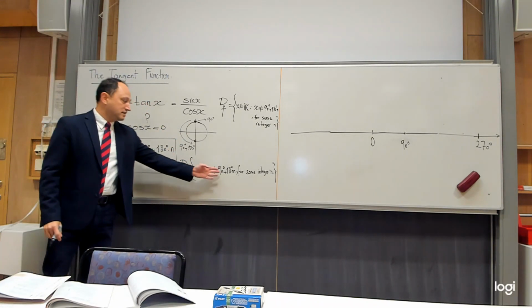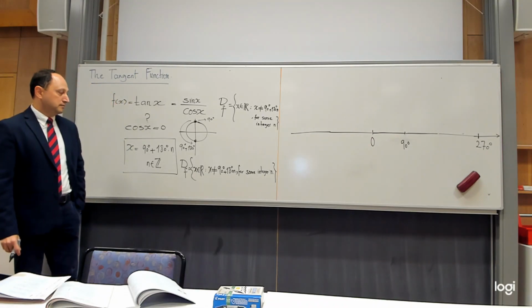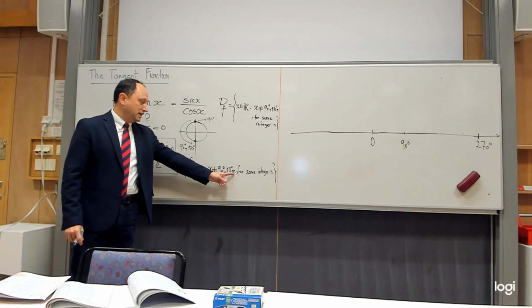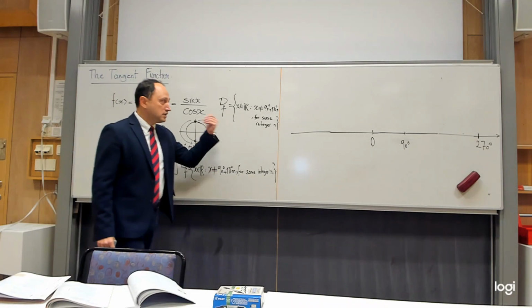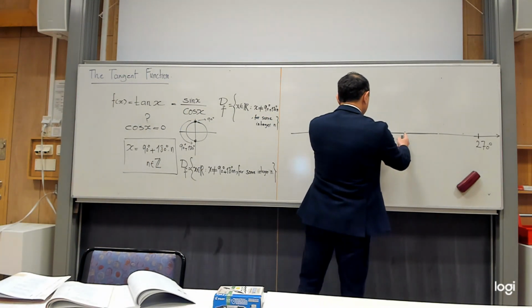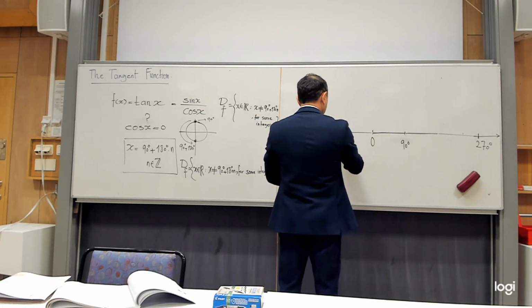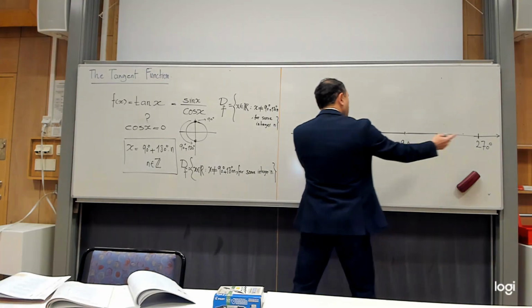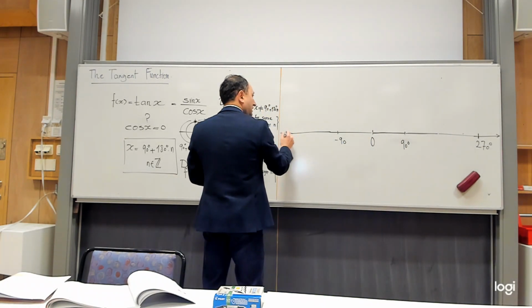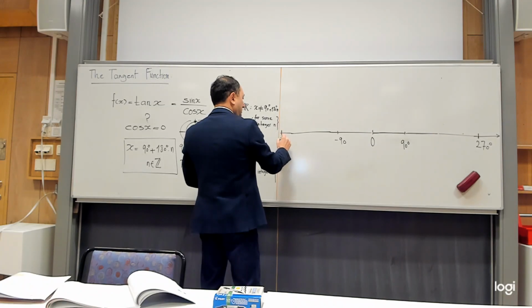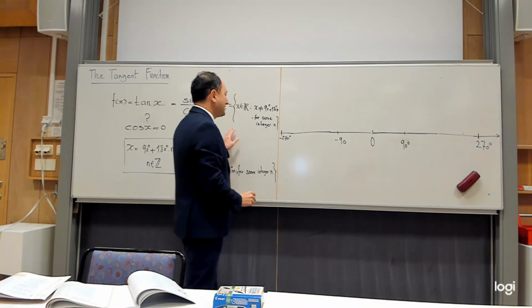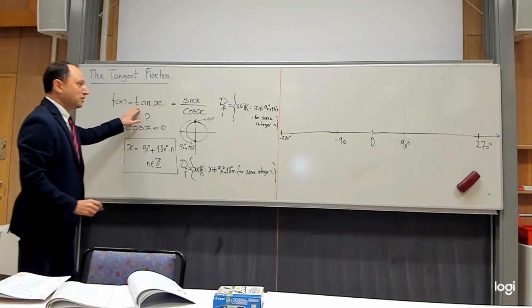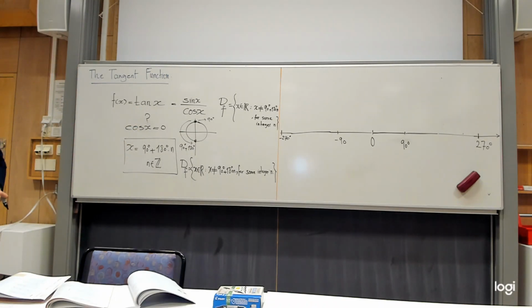What is the first negative value that I will have a problem with? Minus 90. When I choose n equal to minus 1, I get minus 90. So I will have a little bit of a problem here. And then minus 270 is another problem for me. Actually, it's better not to study it because it's all problems. We have a lot of problems with tangent.